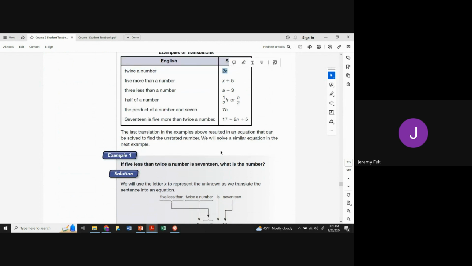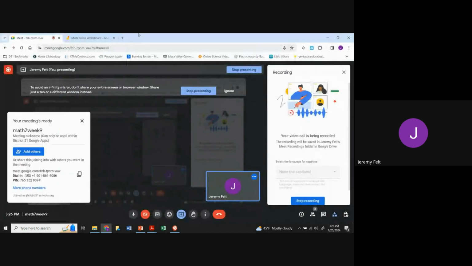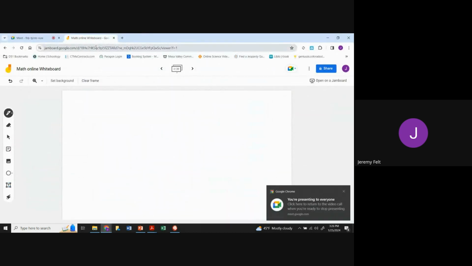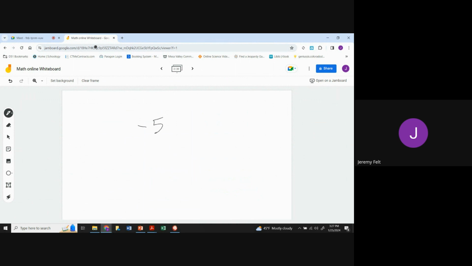So let's look at example 1. If we have 5 less than twice a number is 17. So we have 5 less, so we know we're going to be subtracting 5. Twice a number, so 2 times a number is 17. So we have 2n minus 5 equals 17.